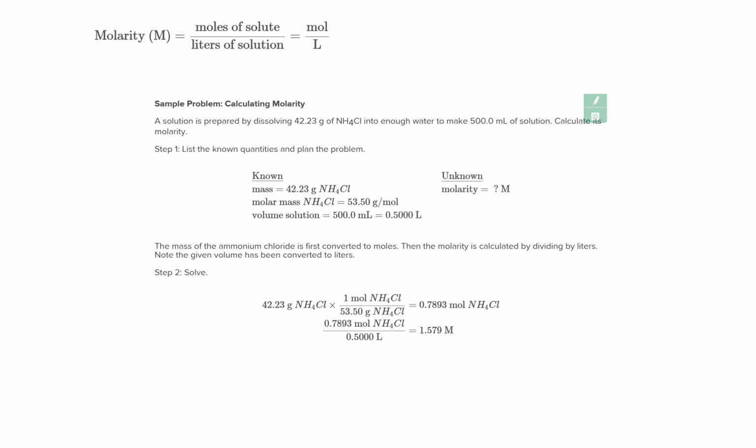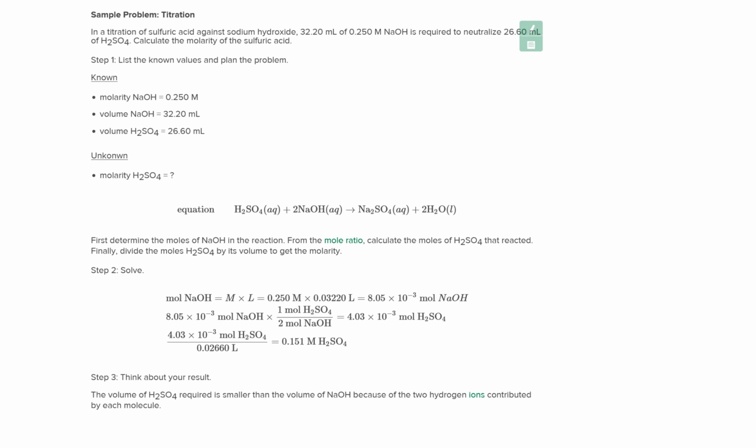And so then we take the 0.7893 moles of ammonium chloride and divide it by 0.5000 liters, and that equals 1.579 molarity for the solution. All right, so that's how you calculate molarity. Now, the actual problem you would have looks like this, but you have to be able to calculate molarity to do it.